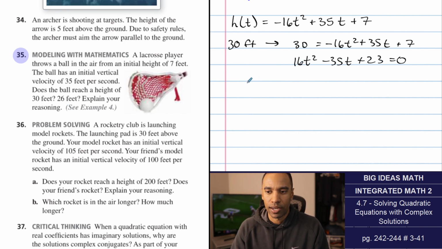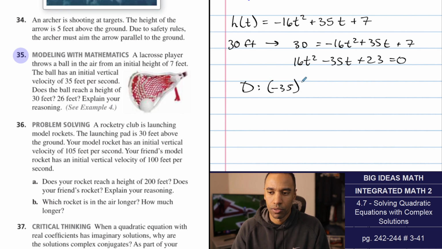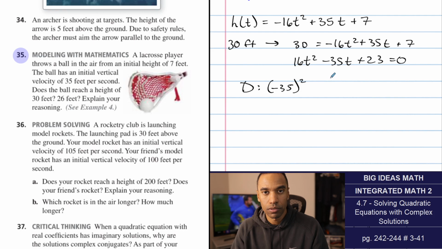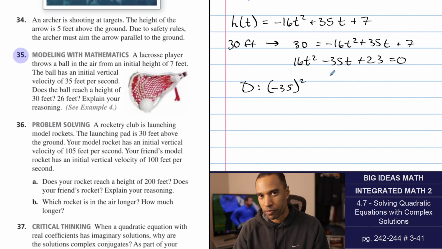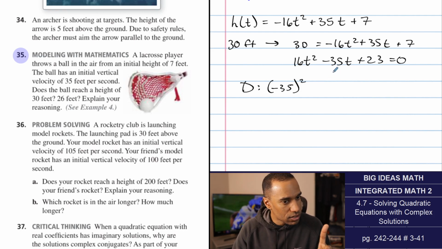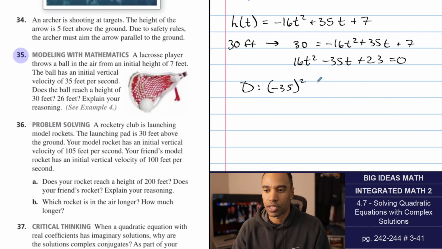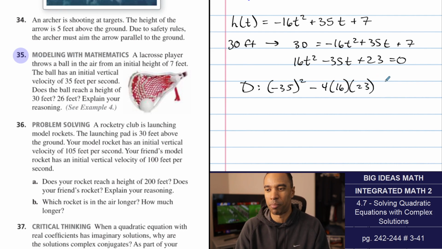B squared minus 4ac. Is b squared minus 4ac positive, 0, or is it negative? If it's positive or 0, then it does reach the height. If it's negative, it doesn't. And I'll tell you what, it's probably not going to reach on this one. I'll tell you why in a moment. But if it does, then it makes the other answer a lot easier.